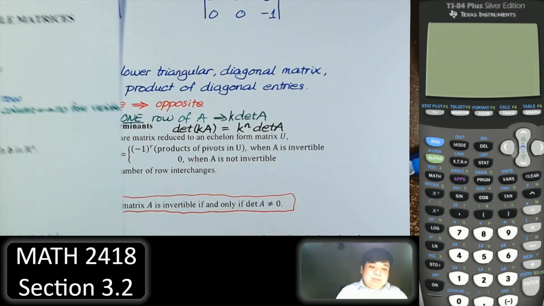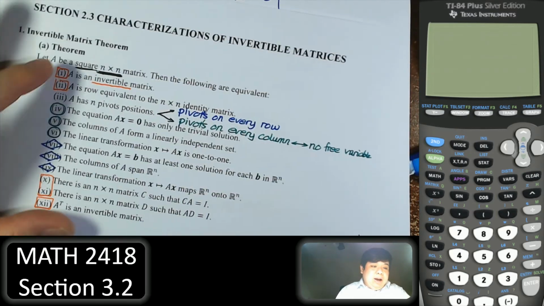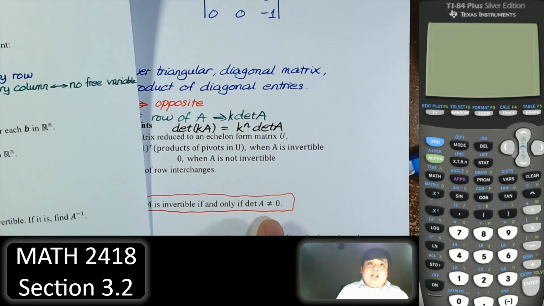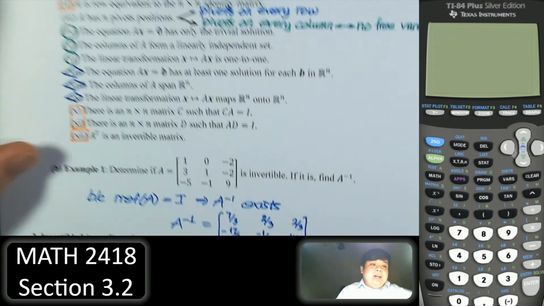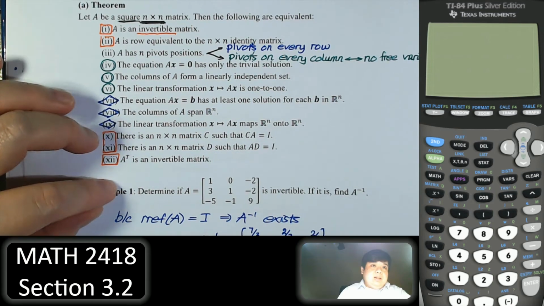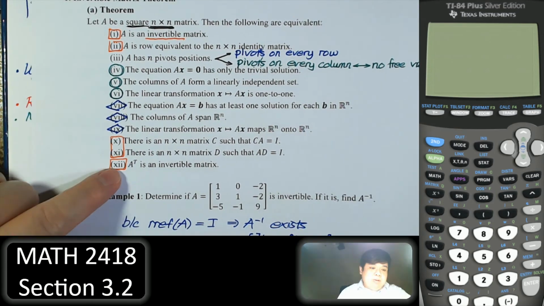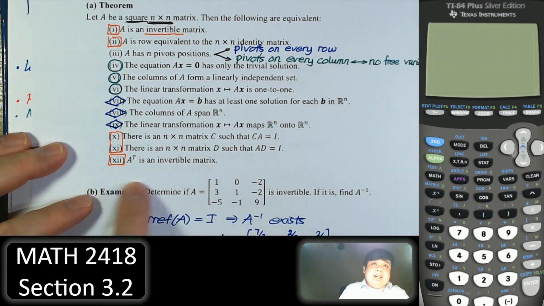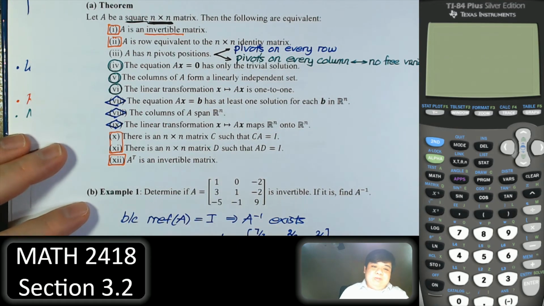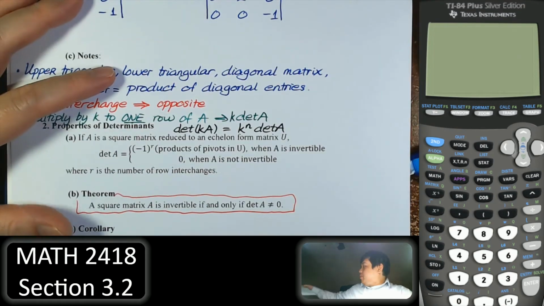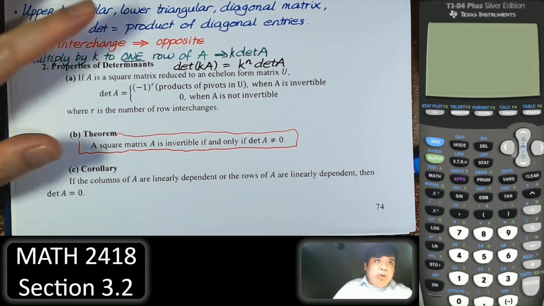Once again, if A is a square matrix and we have determinant not equal to 0, we will have all of these properties. So that will be one more, so 13 of them. Determinant not equal to 0 is equivalent to all of this. Right. Now back to what we have here.